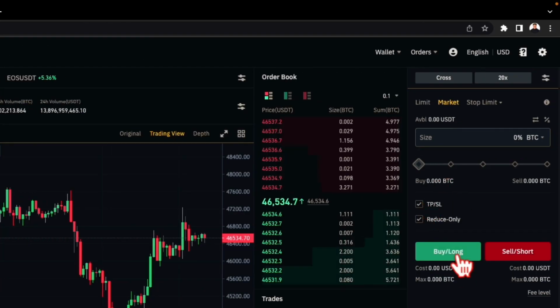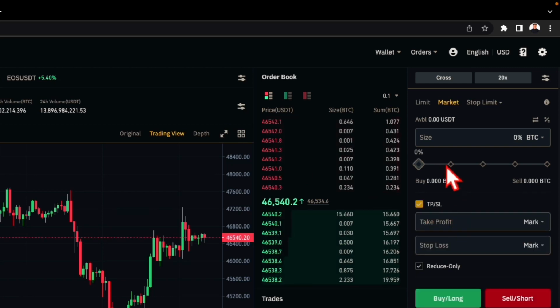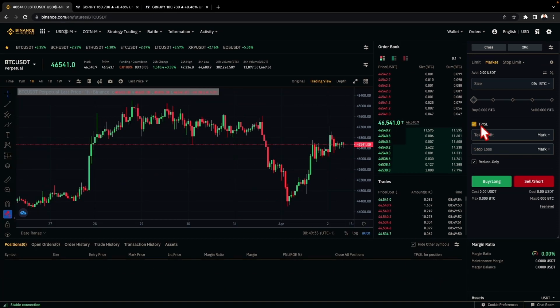Now, if we come down, we have take profit and stop loss. Take profit is to show you at what price do you want to take your profit. So let's say I'm buying 1 Bitcoin here. For example, remember I'm under market. Market means you are buying at the current market price. At what point do I want to take my profit? At what point do I expect Bitcoin to reach? So the current price is $46,000, which you are seeing here. So I can take my profit when Bitcoin has reached $50,000.